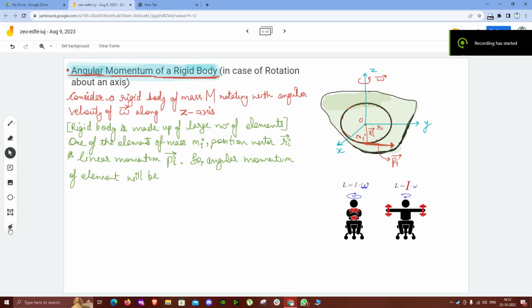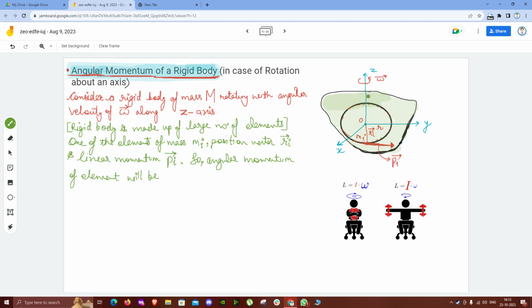Okay, guys, so today we will be learning about the angular momentum in case of a rigid body. We are studying a rigid body, especially when it is rotating around an axis, or we can say a rotation axis. So this is the axis of rotation and this is the rigid body. The whole mass of the rigid body is considered to be m, and the angular velocity with which our rigid body is rotating is omega along the z-axis. I will explain to you why it will be along the z-axis.